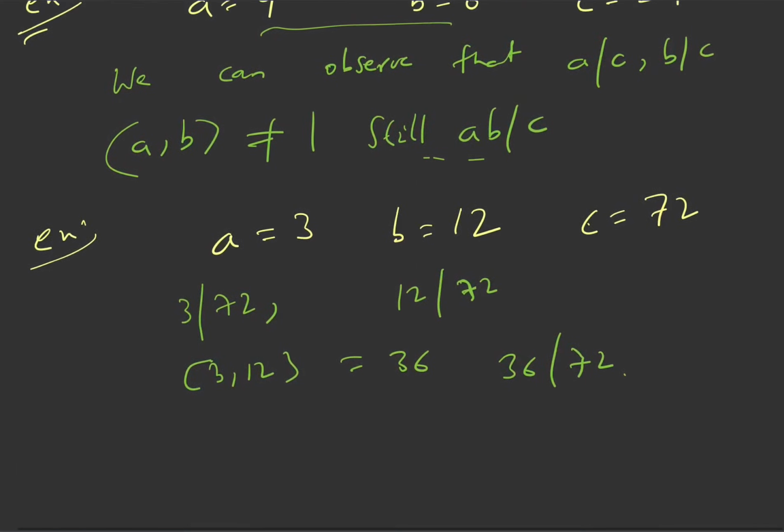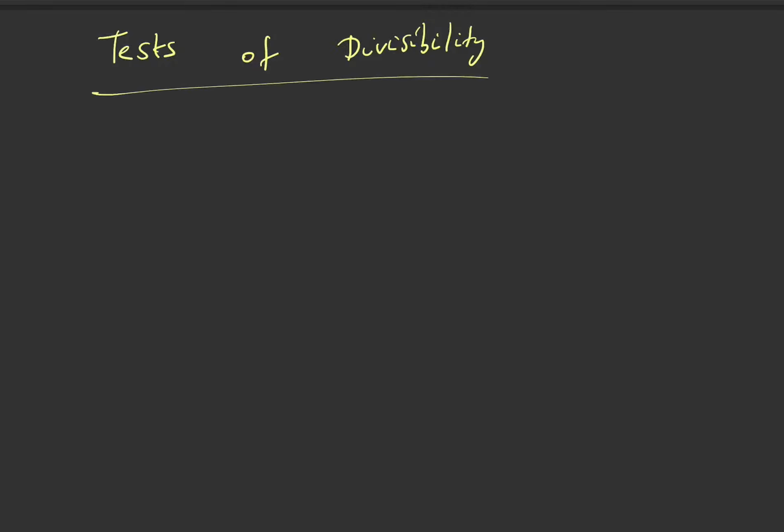Fine. So now let us do some tests of divisibility. Tests of divisibility means we need to check whether a number is a multiple of 2, a multiple of 3 or not. For that you can divide the entire number by 3, that is fine, but there is some shortcut.